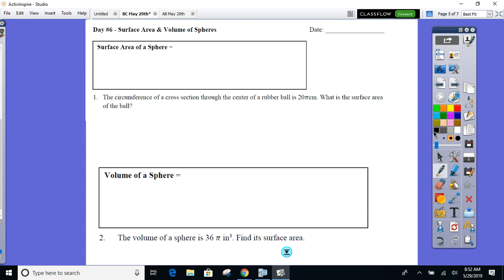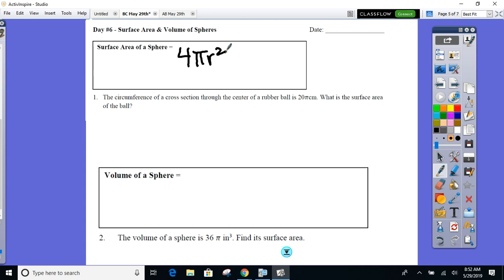But the surface area is pretty easy to remember. It's 4 circles. What's area of a circle? And then 4 of them, 4 pi r squared. Which is nice because what's the only value you need? Radius, that's it. If I know the radius of the sphere, I'm good to go.